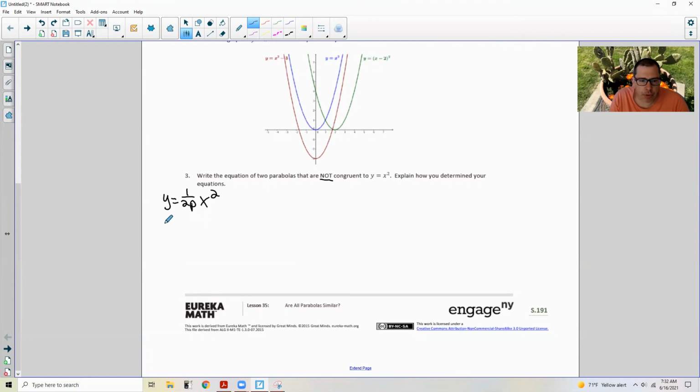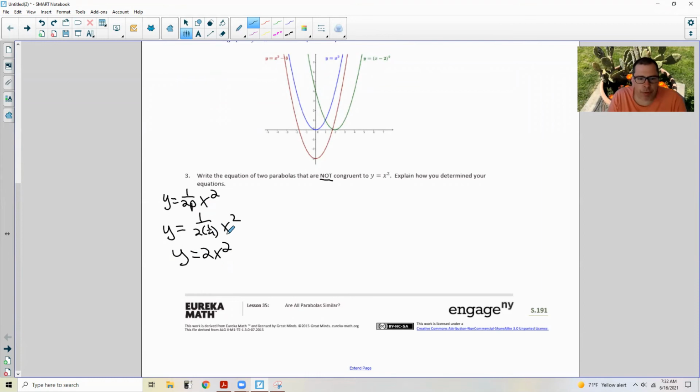Okay, if I change p to a quarter, then we get y equals 1 over 2 times a quarter x squared. Well, 2 times a quarter is a half, and 1 divided by a half is 2, so that would equal y equals 2x squared. So obviously the p is not the same as the parent function, which is 1/2. Change that to a quarter, and we get y equals 2x squared.